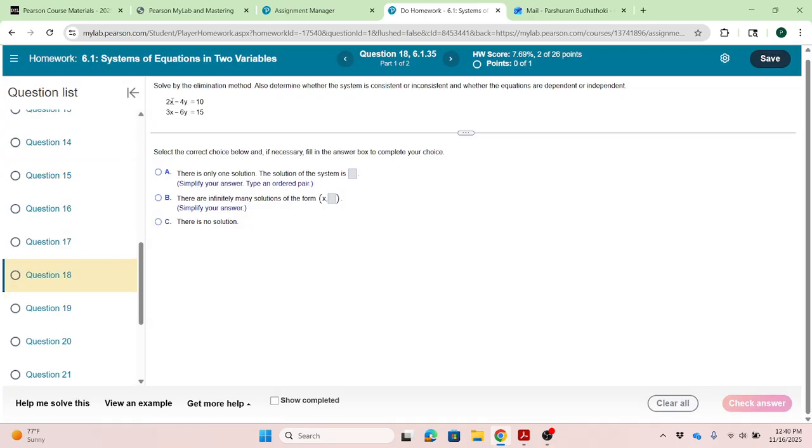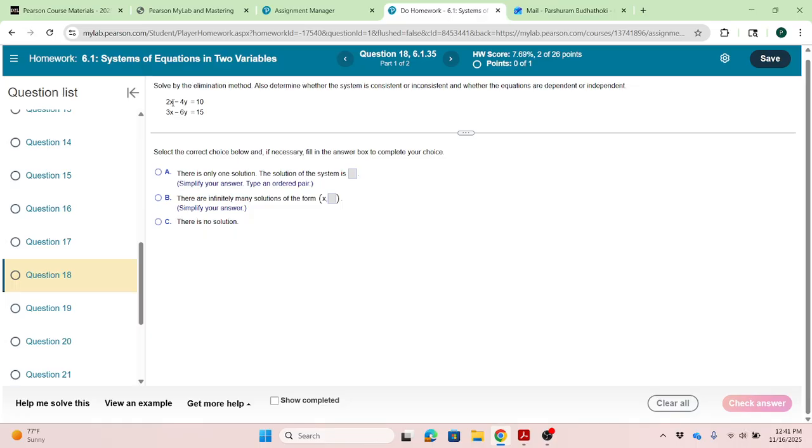Okay, elimination. Look at here, this is the system of equations. If we check the coefficient of the variable, the coefficient of x in the first equation is 2, and in the second equation is 3. The coefficient of y for the first one is negative 4, and for the second it is negative 6. So they are not opposite.